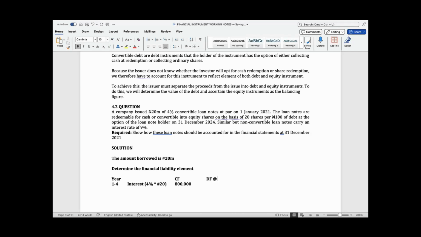Okay, so let's get the present value. We'll get the present value using the market rates. We cannot use the 4% though. This one cannot be used to discount. We use market rates, and they already give us the market rate as 9%. Similar but non-convertible loan notes is 9%. So we use 9% for our discounting. So how do you get the annuity factor?